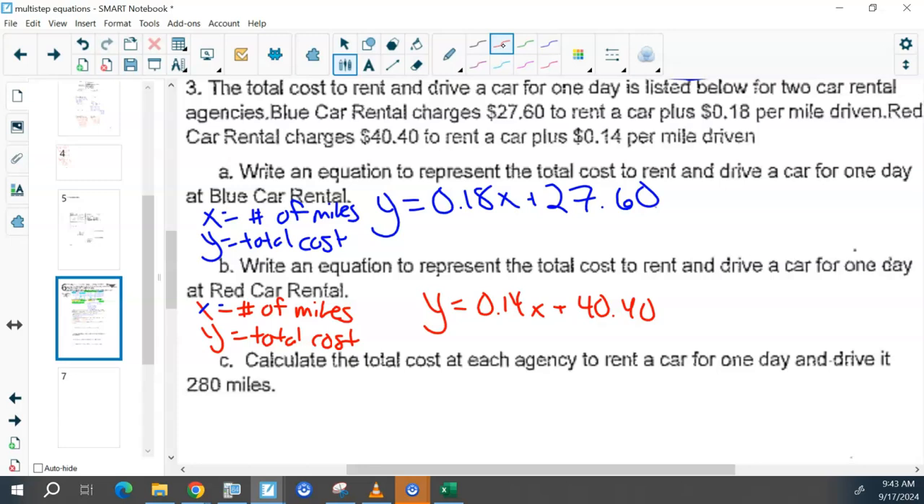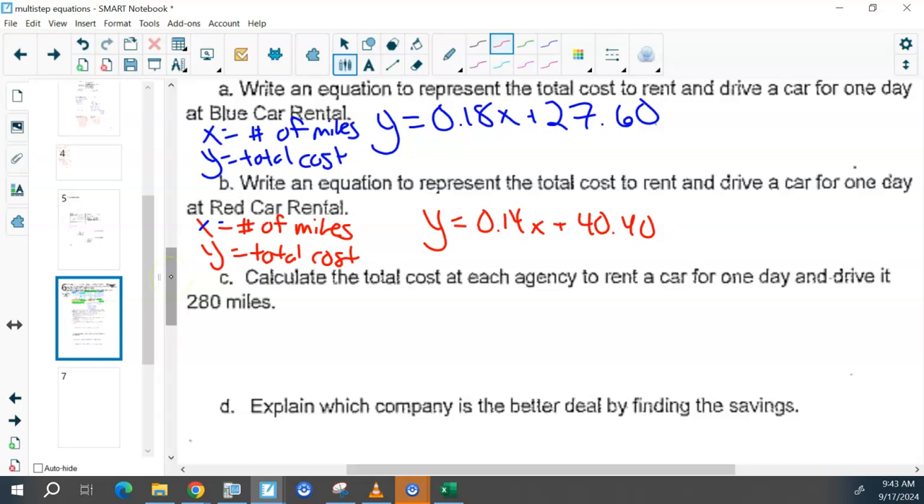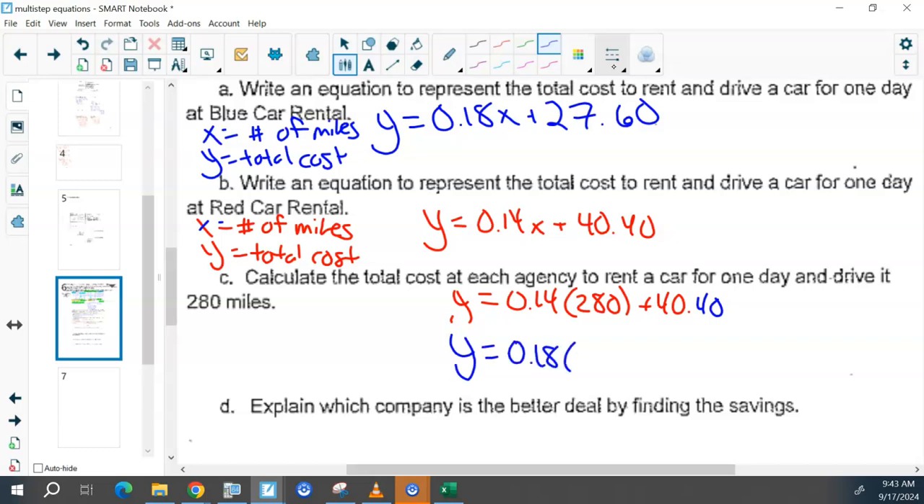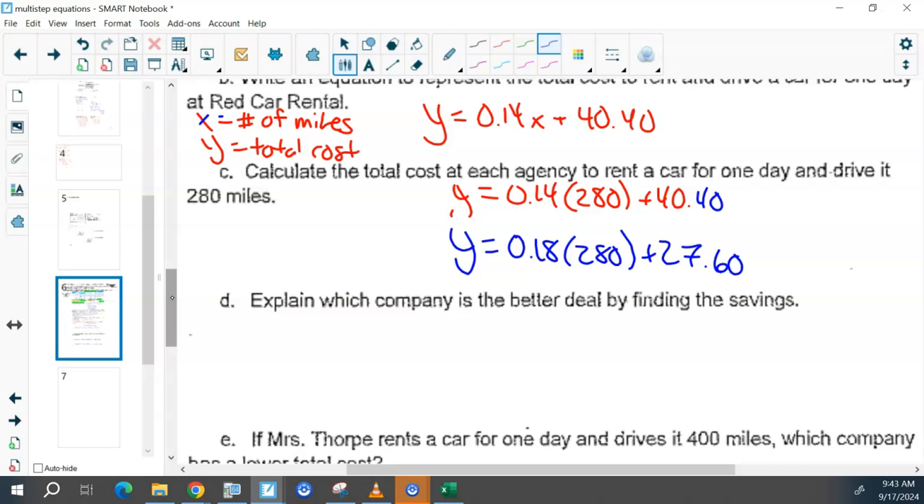Okay. Part C, yeah, Elizabeth, go ahead. Part C is where you actually start to put in numbers to solve for something. So in this case, we're going to be finding y, in my case, the variables I use, by putting 280 miles in for x for each one. To calculate the total cost, we would have put 280 in for both X's and found what those totals were. What was the total for the blue car rental agency?